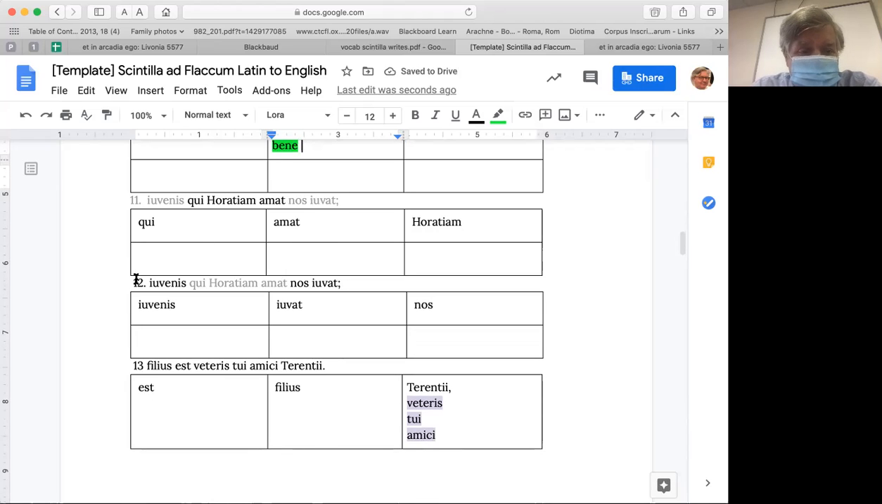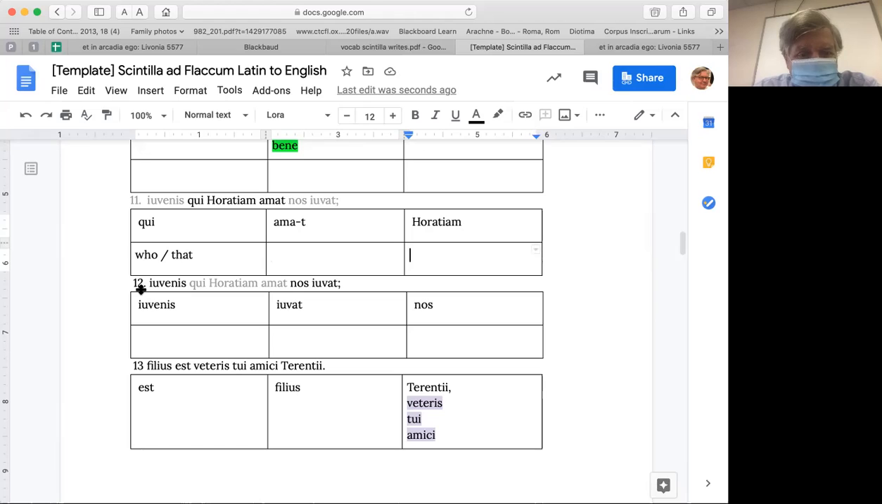Then sentence 11 and 12 is really one line, but has 2 sentences involved in it. First part, juvenis nos juvat, is translated down here. I'm interested in 11 in the relative clause, qui horatiam amat. So because qui starts with QU, you have to translate that first. Who or that, either one will do. Amat, singular because it ends in T, not NT. Amat, and whom he loves is Horatia.